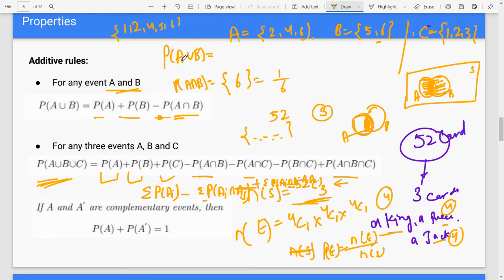Okay, then probability of A union B will be given by probability of A, which is 3 by 6, and probability of B, which is 2 by 6. And this probability of A intersection B is 1 by 6. So the overall result will be 4 by 6, which is 2 by 3. So this is how we find the probability of the union of two events.